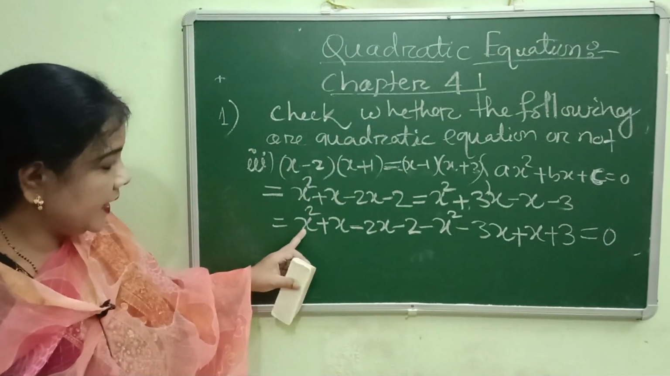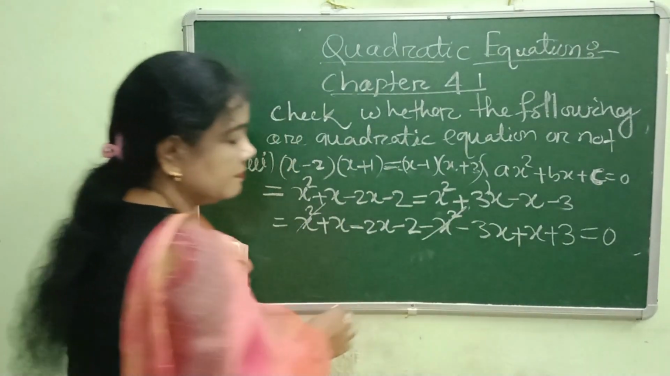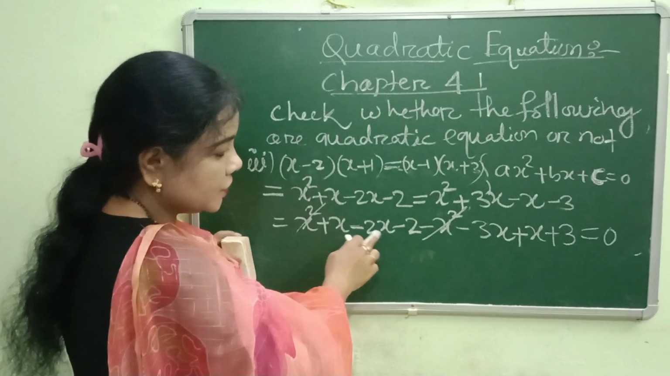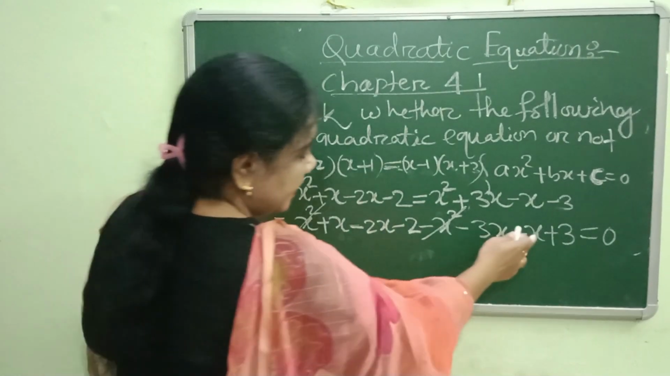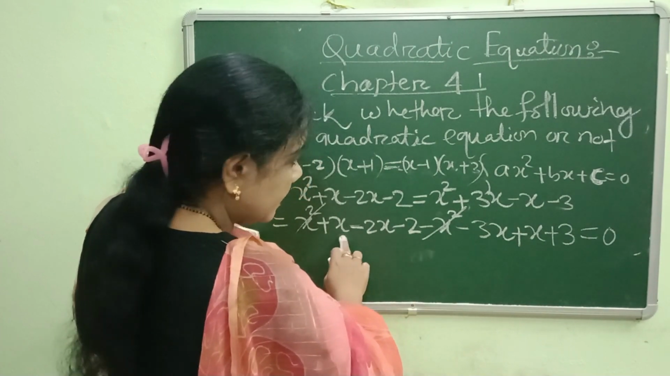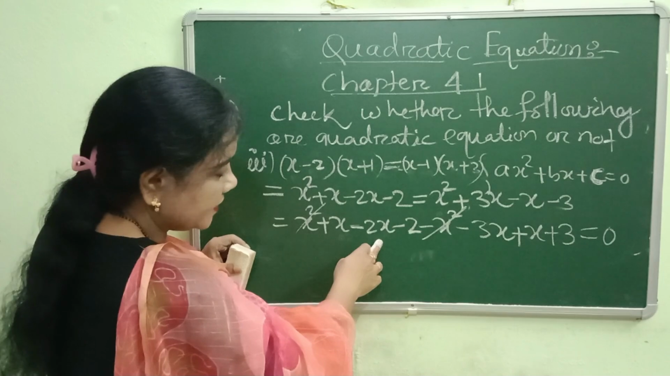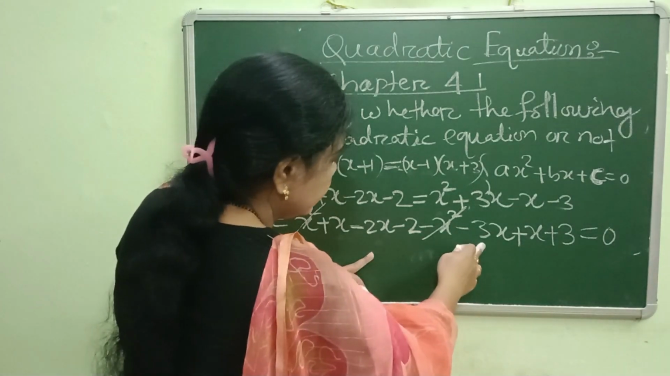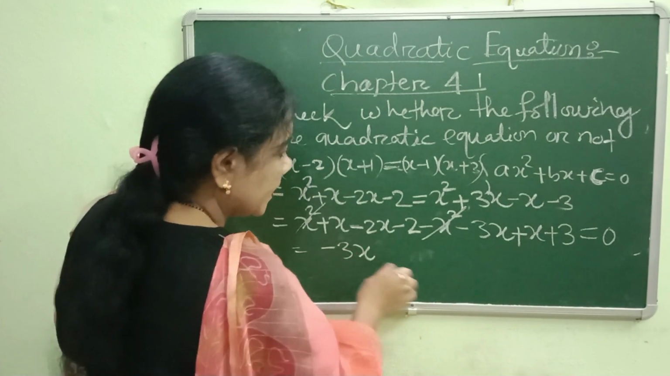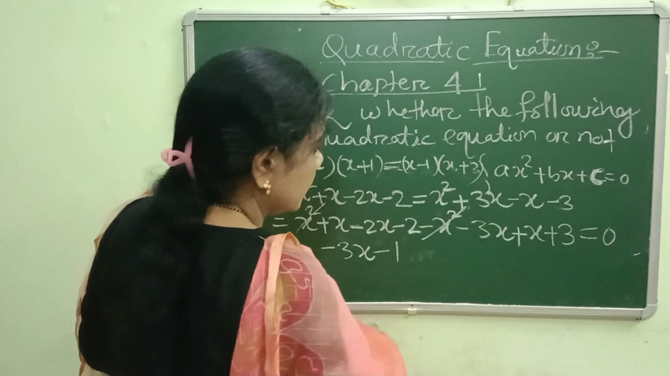Now see, here x square and here minus x square, they cancel each other because the sign changes, plus minus. Here x minus 2x becomes minus x, and x minus x is equal to minus x, so that is minus 3x. Minus 3x and minus 2 plus 3, minus 1.